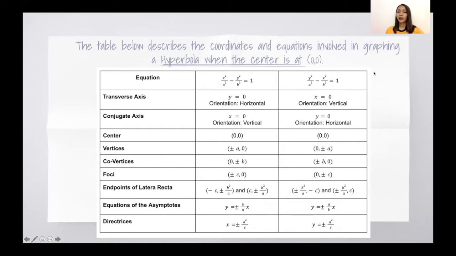Okay, so you need to have a copy of the table so that it will help you to find the coordinates and equations of a hyperbola. This will be your guide when you are looking for points, for coordinates, of the hyperbola. This one is if the center is at the origin. So let's try example number 1.